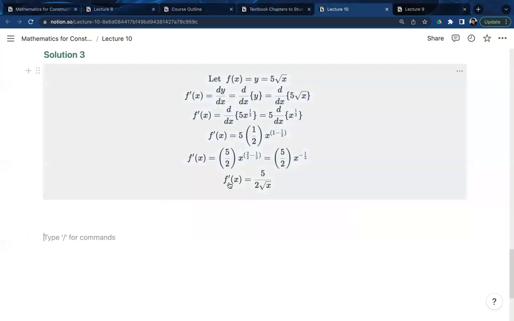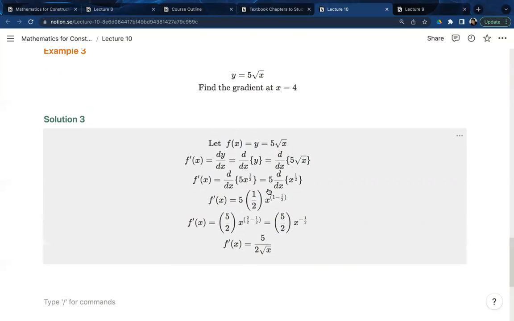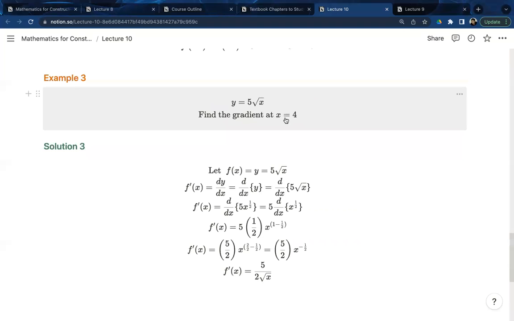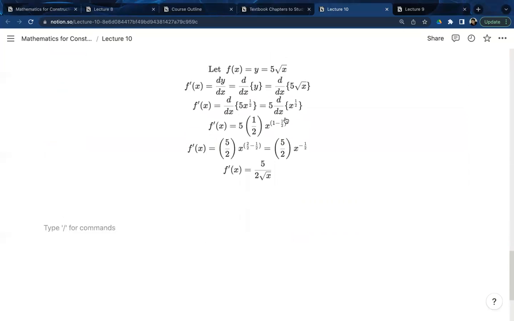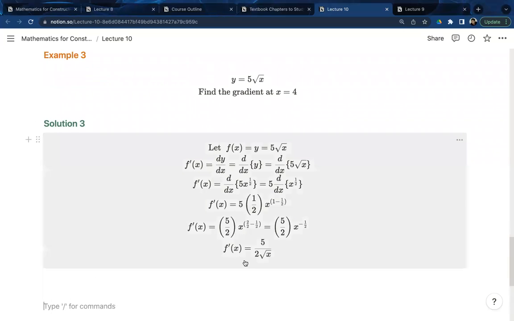So the gradient function, if y is 5 times the square root of x, the gradient function is 5 over 2 square root of x. No, that's not really what I asked for. They say find the gradient at x equals 4. So they're asking you for f prime of 4.